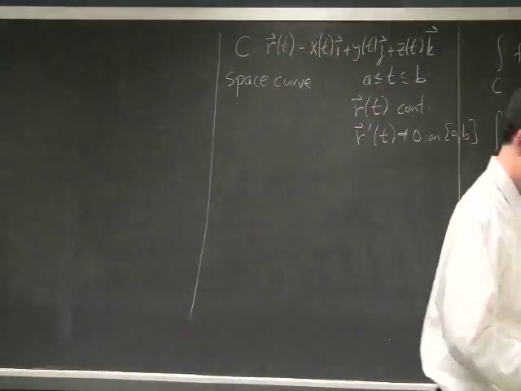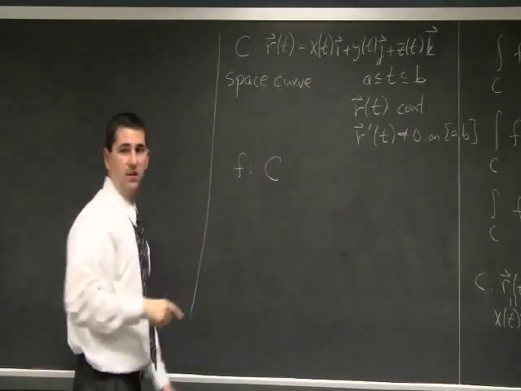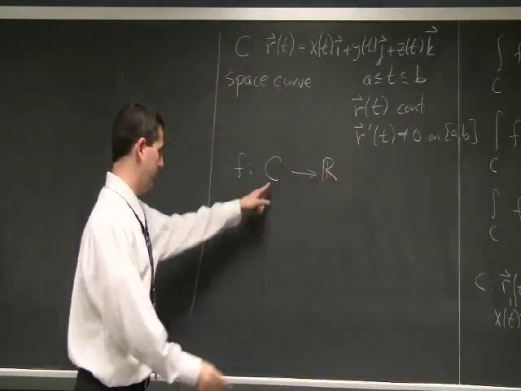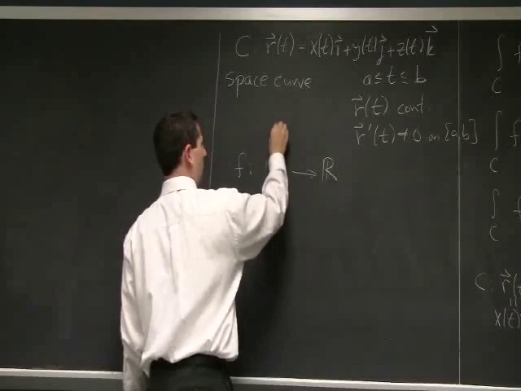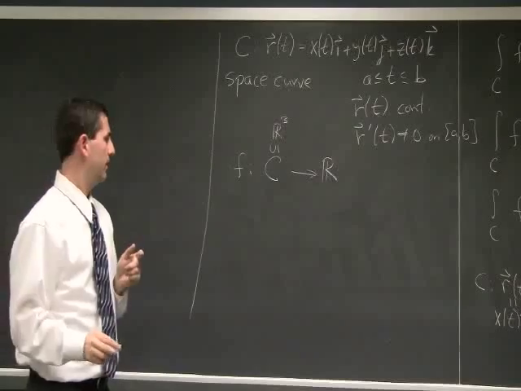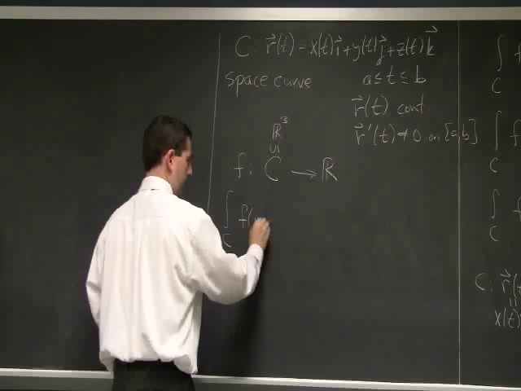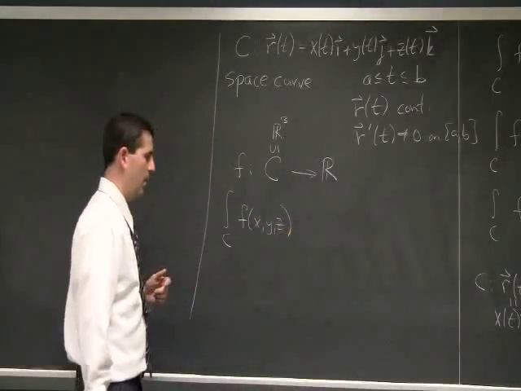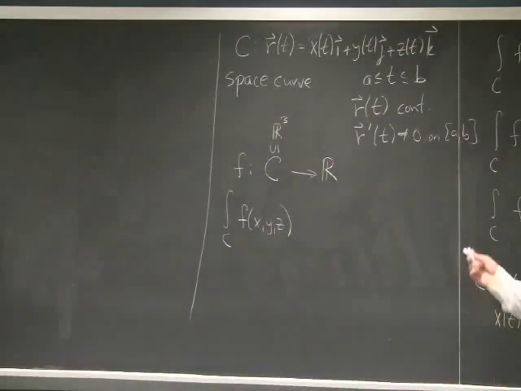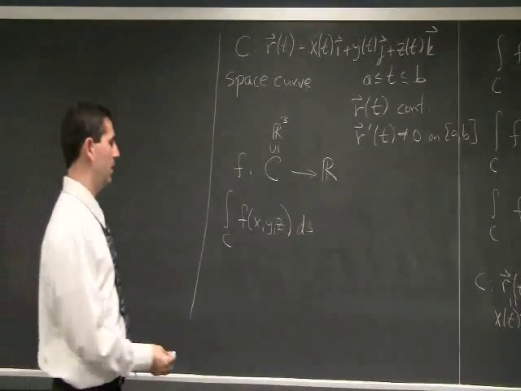What a shock. Okay, so if you have a function f that eats things on that curve and spits out real numbers, so C, of course, sits inside of R3. Okay, so it's a function of three variables. Then we define the line integral of f(x, y, z). And of course we can do it the same way. We can do a ds, and we could do a dx, a dy, and a dz.